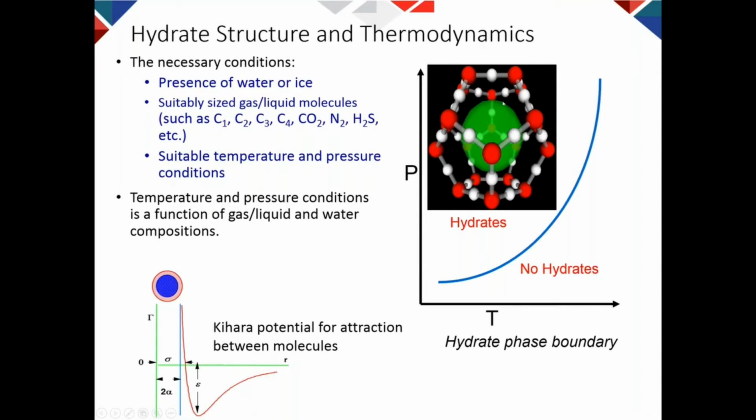So molecules like isobutane or propane, like cyclohexane, have a high tendency to form hydrate. So you see that this curve is a function of the hydrocarbon phase composition, the gas phase composition.